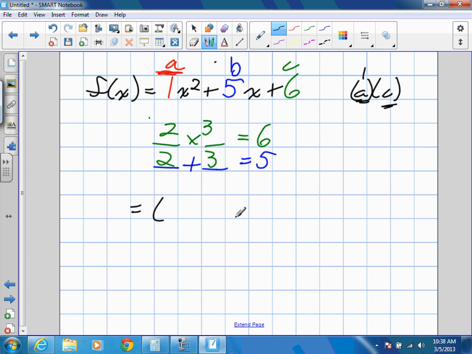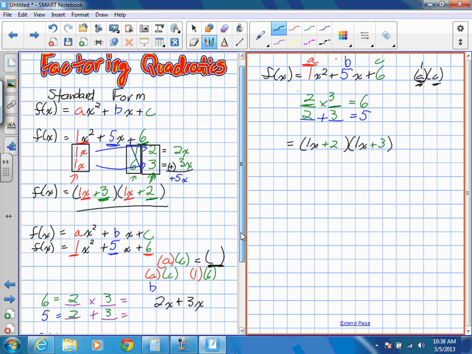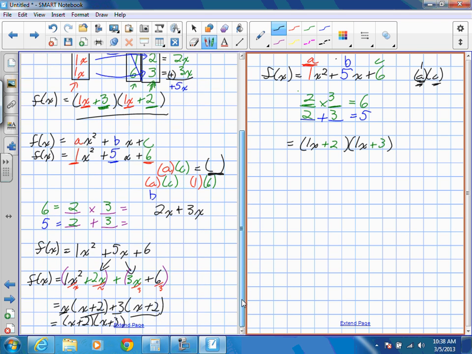What are my first terms going to be? The only factors of 1 are 1 and 1. So we know they're going to be 1x and 1x. And the other two values are going to be exactly what these are: positive 2 and positive 3. Extremely easy method because A is 1 in this case. If A is not 1, we cannot use this shortcut. It's no good. It will not work. You have to use one of the other two that we used before. Just so you can see them all, this is them in comparison to each other. The one on the right only works when the A value is 1.